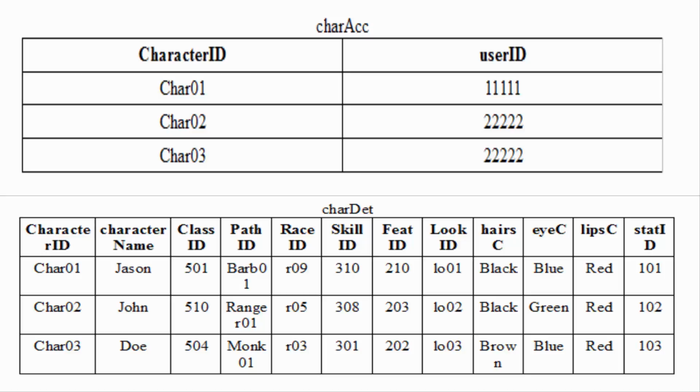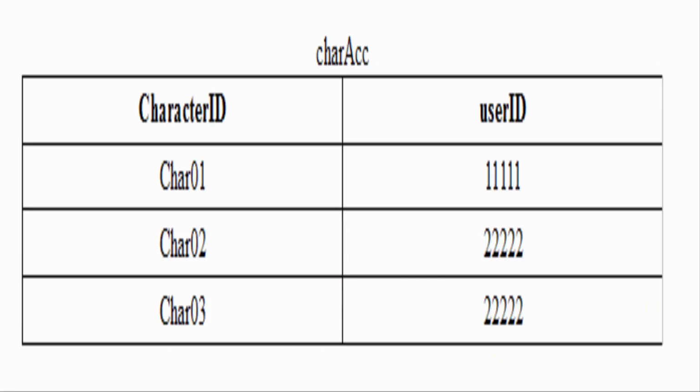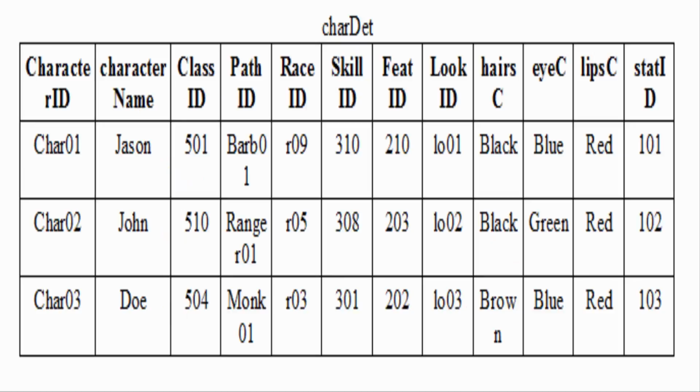Here I split the table into 2, character account and character detail. The character account has character ID and user ID. Character ID is its primary key and user ID is its foreign key. The second one is char det, also known as character details. This one has character ID, character name, class ID, path ID, race ID, skill ID, fit ID, look ID, hair color, eye color, lips, and stat ID. This one uses character ID as its primary key.